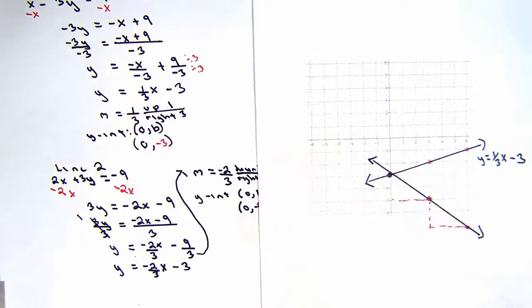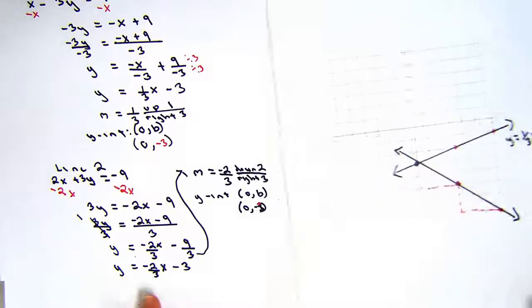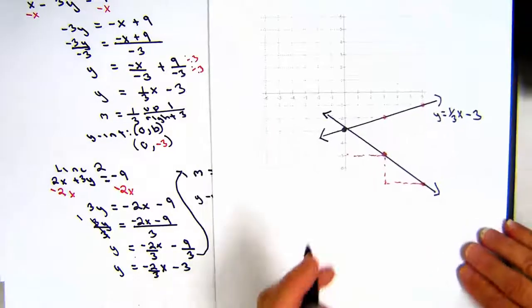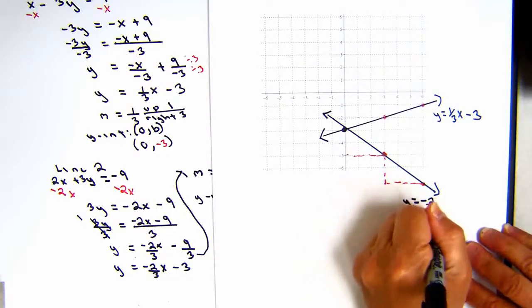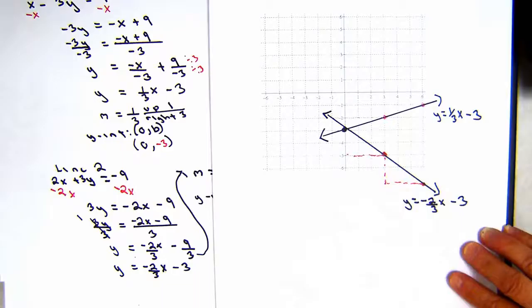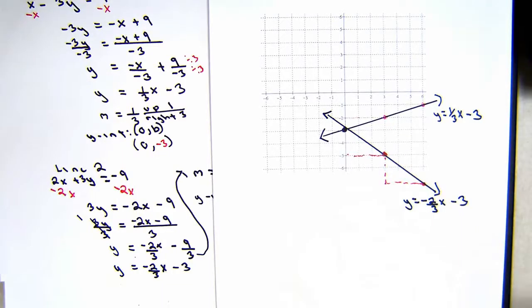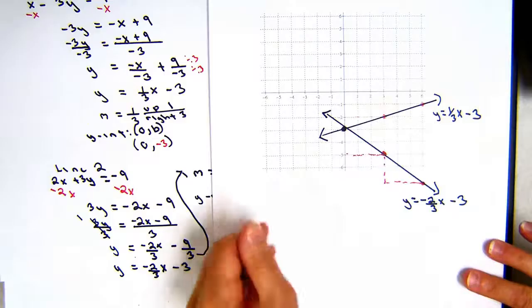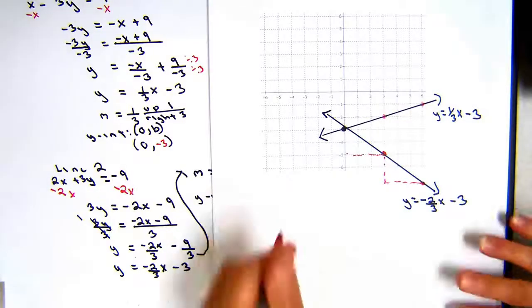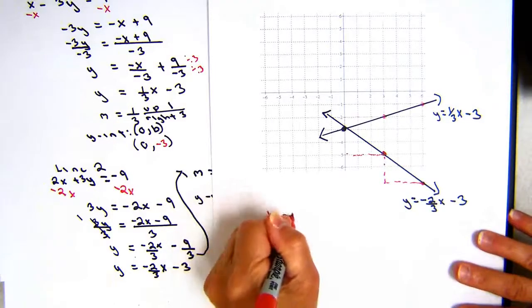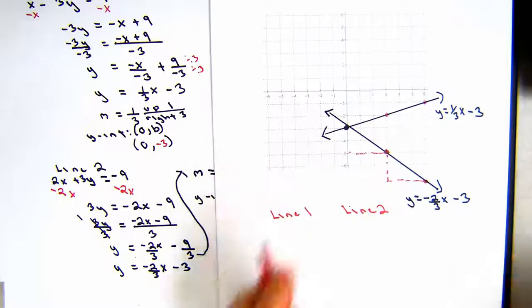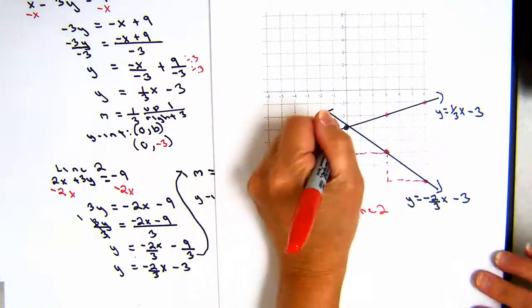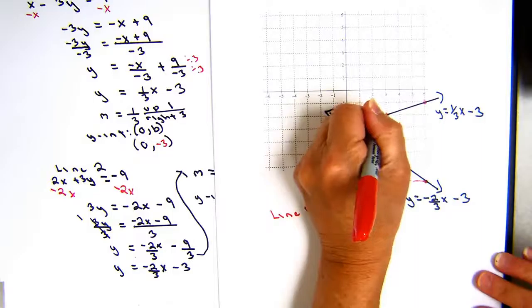That's line 2. Well, line 2 is y equals negative 2/3 x minus 3. Let's go ahead and write some of these coordinates. So the coordinates for line 1, this is line 1. Let's write them down. And this will be coordinates for line 2. For line 1, let's just call this A, B, and C.